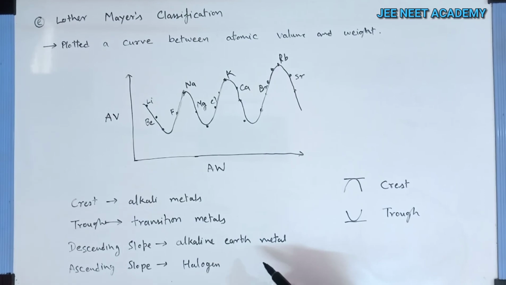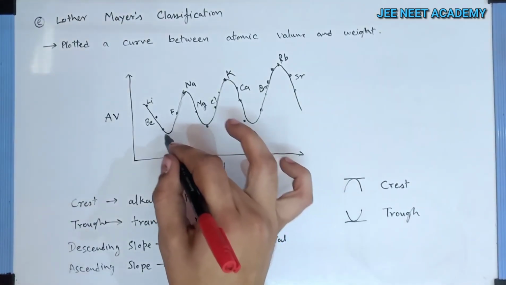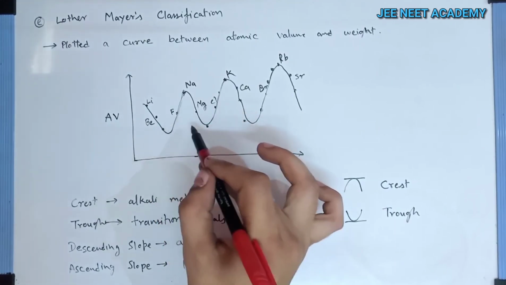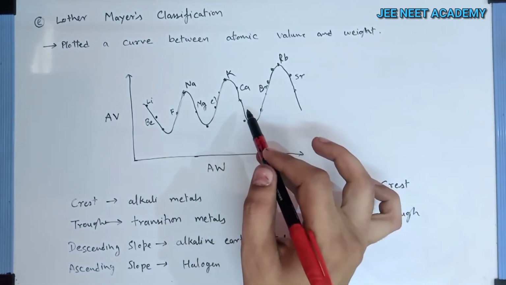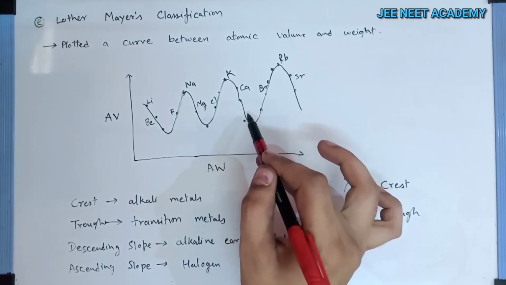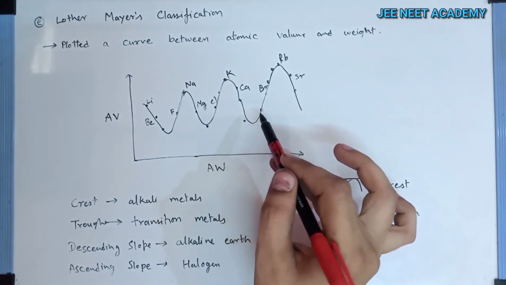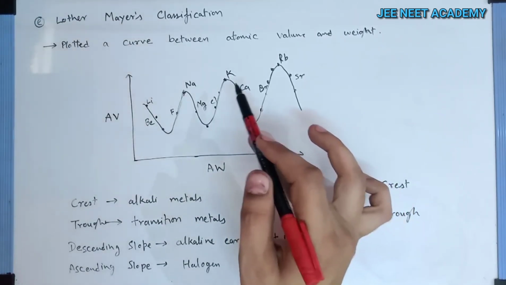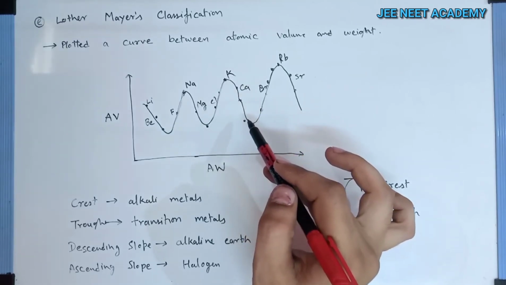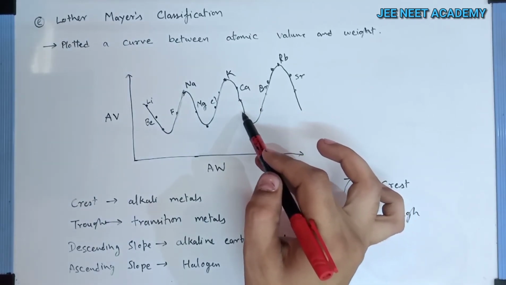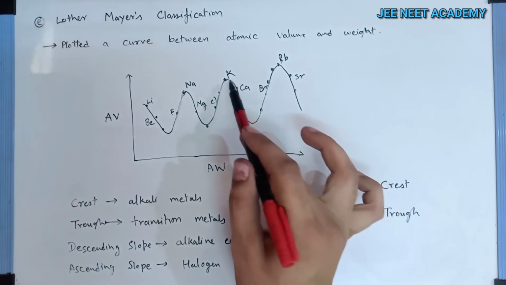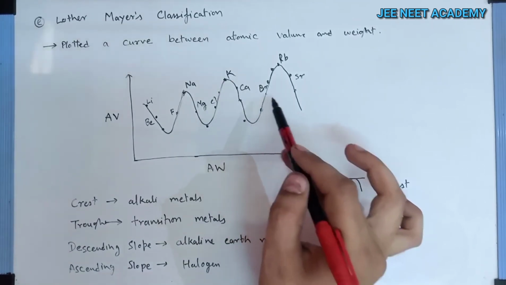Now alkaline earth metals we have, right. Then the ascending slope we have, right. Transition elements will come here because so many transition elements are there. Transition metals come after calcium only, so they will come after the second potassium, calcium.